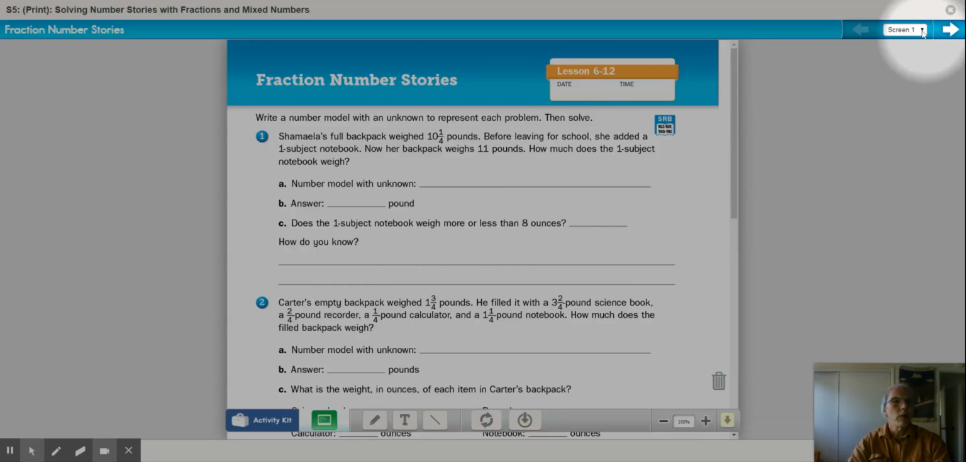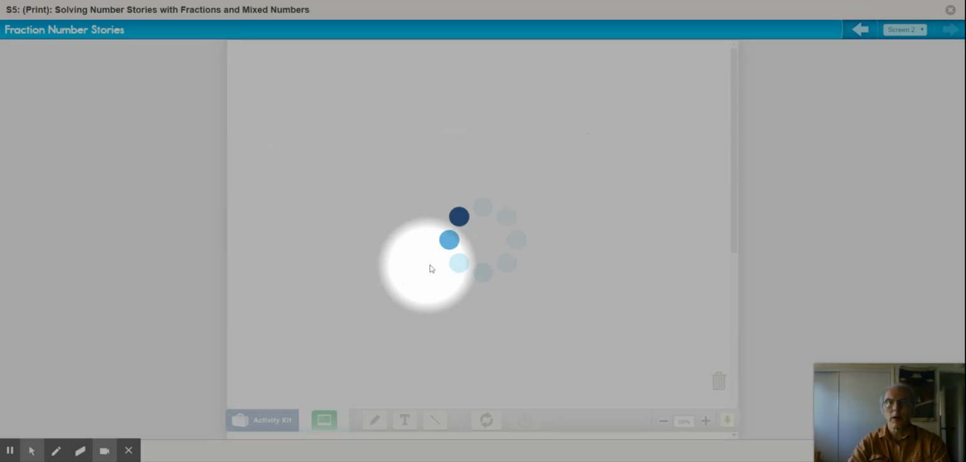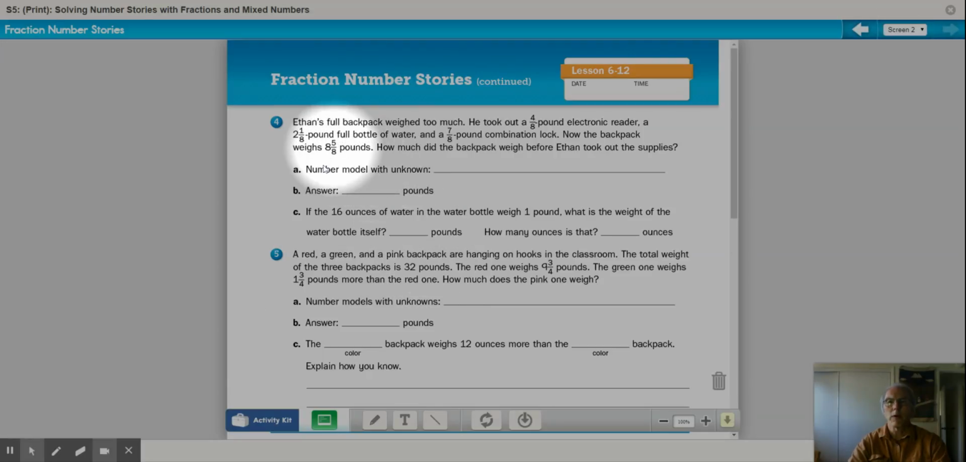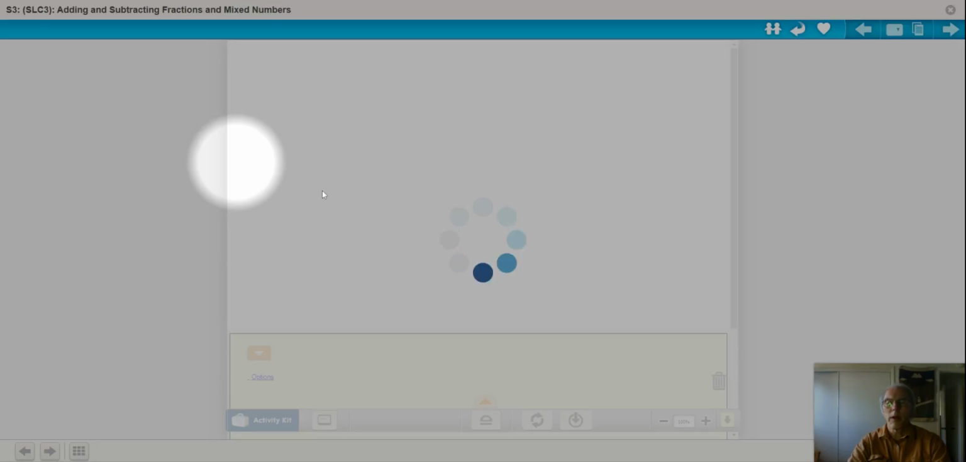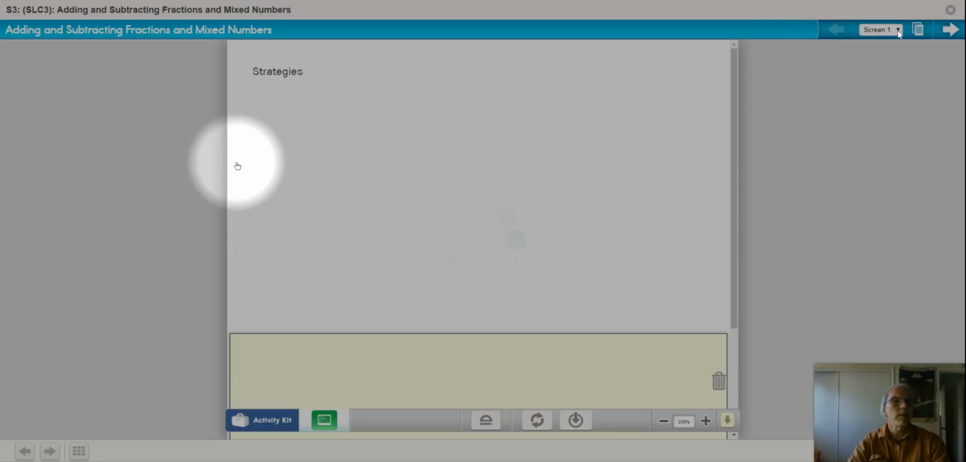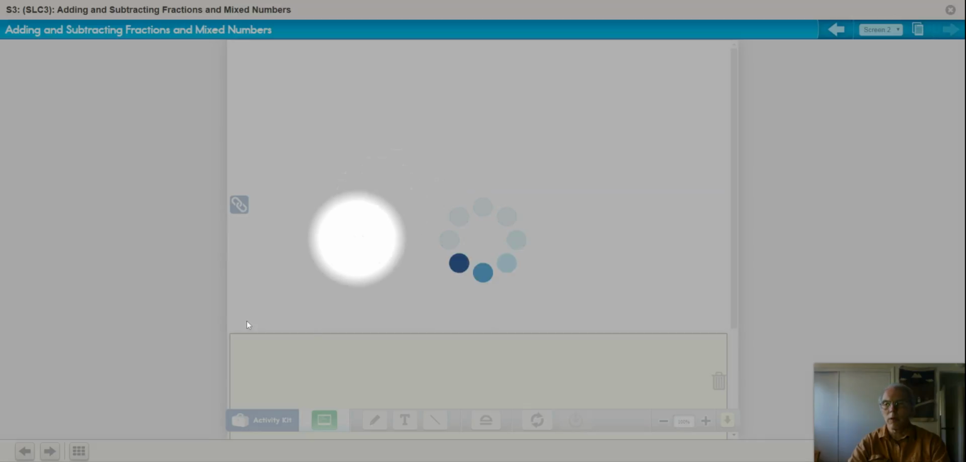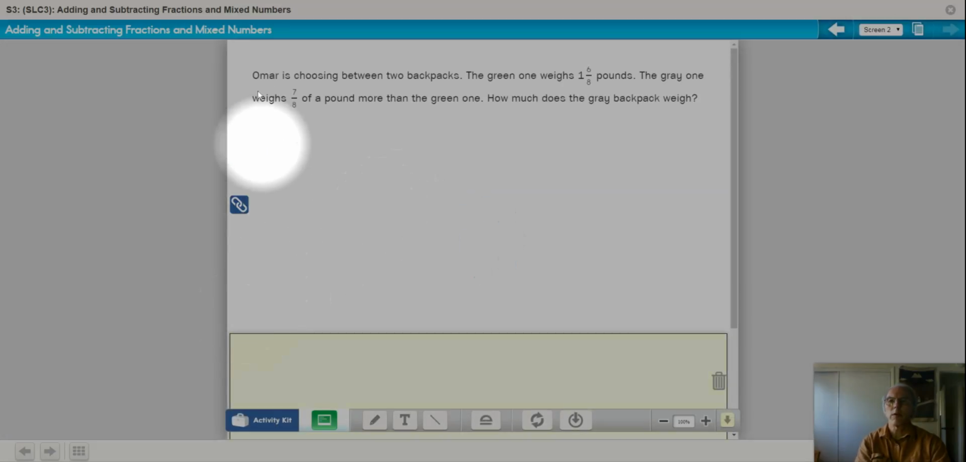In a few minutes, I'll do a sample that looks as challenging, with all these words and everything, as what you're going to be doing. I'll be doing problem 4 together with you. But just as a warm-up, let's refresh our memory about adding and subtracting fractions and mixed numbers. So in this case, we've got a little problem here.